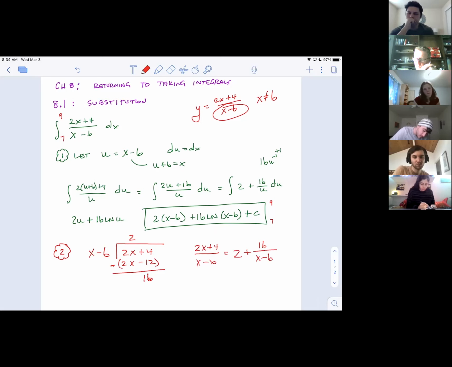So maybe that's easier to integrate. It really isn't in this case because you're still going to have to let u be equal to x minus 6. So you still have to make that substitution, but we love this plus sign. Does that make sense? I'm really happy with that because the integral of 2 is 2x. Like I could just say, sweet, that part's done.